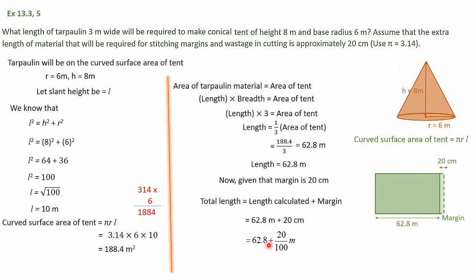So 62.8 plus 20 centimeter to meter is divided by 100. 20 divided by 100 meter. That is 62.8 meter plus 20 by 100. We know that it is 0.2 meter. When we add 62.8 plus 0.2, we will get 63 meter. So the total length required is 63 meter.